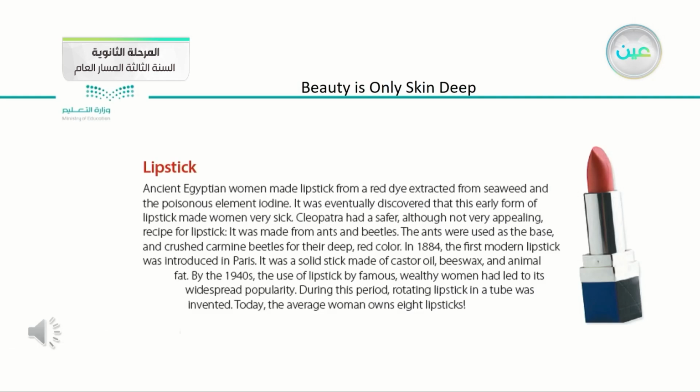Lipstick. Ancient Egyptian women made lipstick from a red dye extracted from seaweed and the poisonous element iodine. It was eventually discovered that this early form of lipstick made women very sick. Cleopatra had a safer, although not very appealing, recipe for lipstick. It was made from ants and beetles.